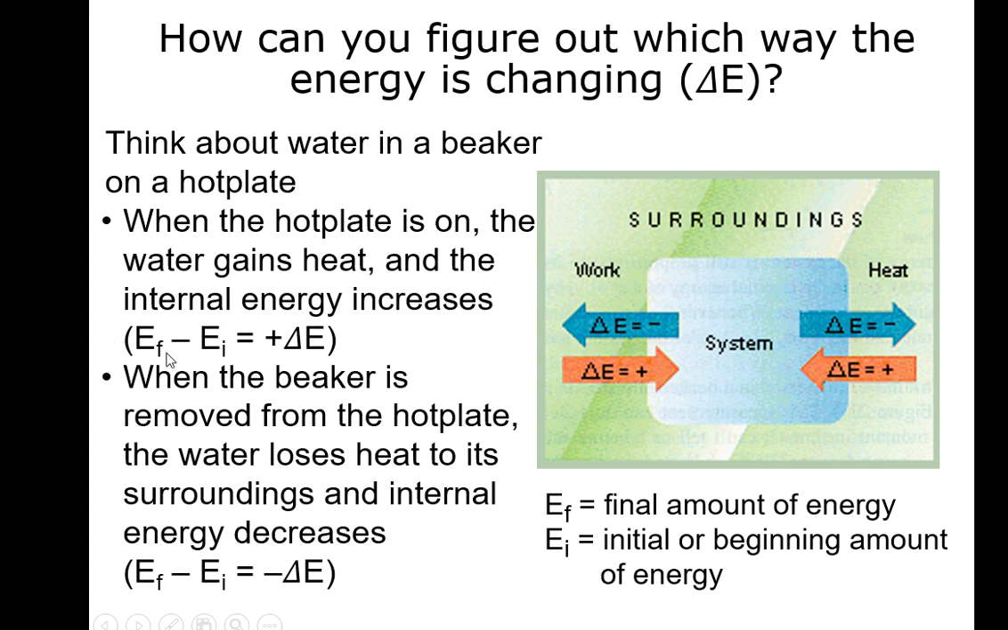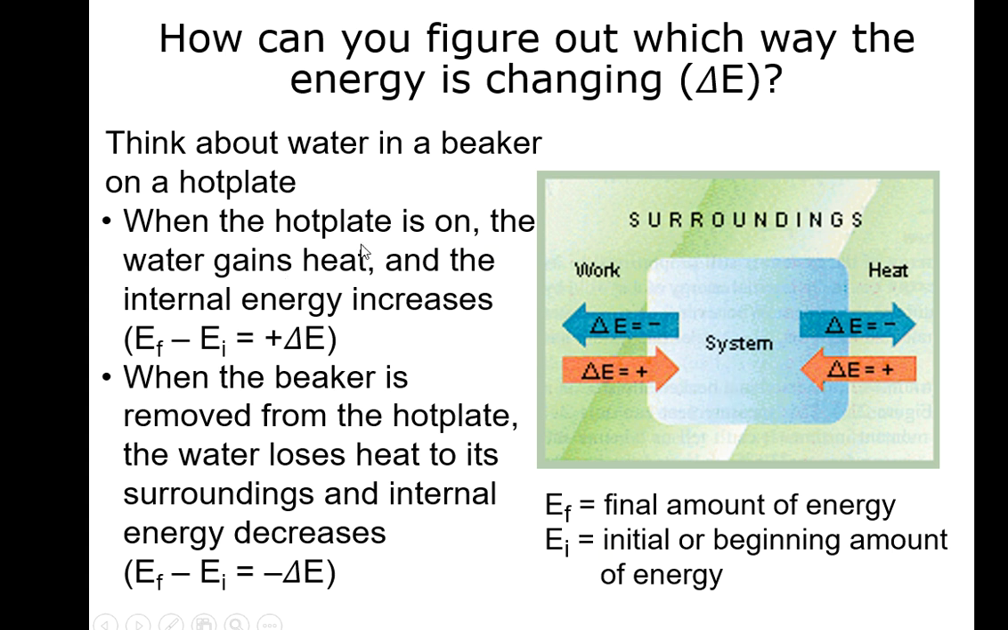Now you'll notice here I have a small equation. E sub F minus E sub I equals a positive change in energy. All right, now let's define these terms. E sub F is down here. That means the final amount of energy. That means the amount of energy that's in our system, in our water, once it absorbs energy. Now E sub I means initial or beginning amount. So this would be the amount of energy in our water before putting it on the hot plate.